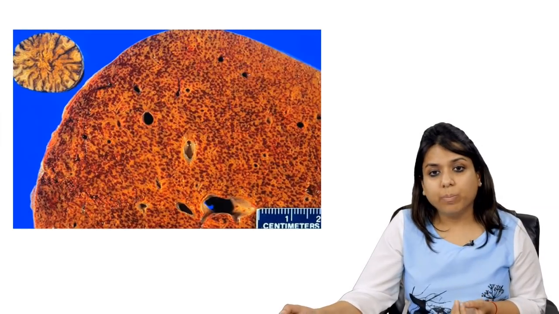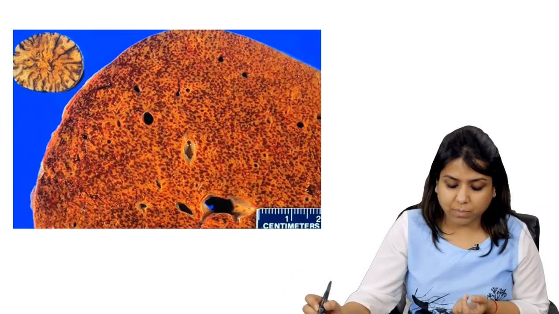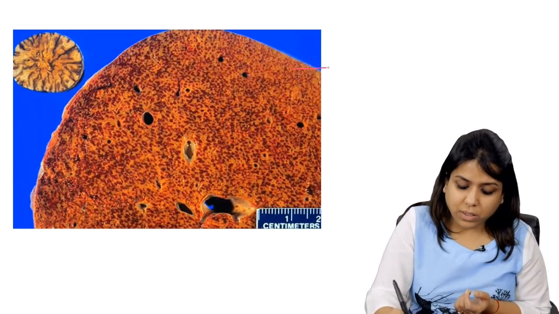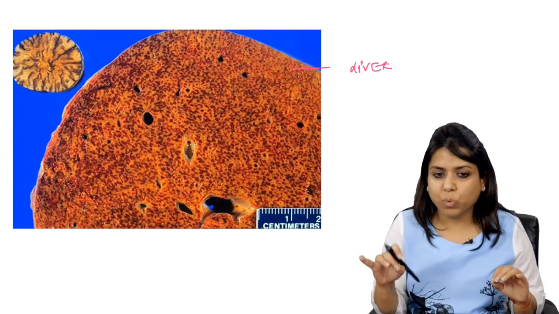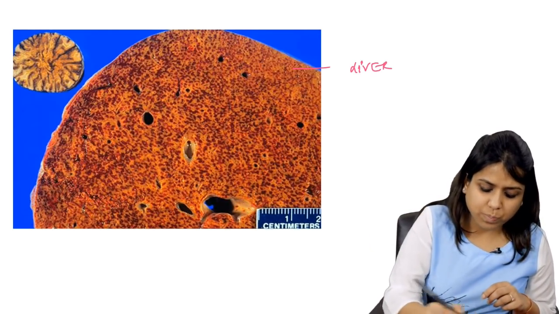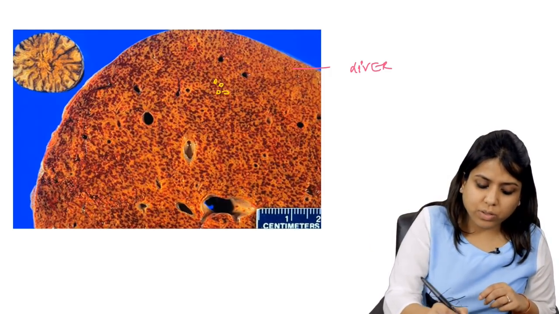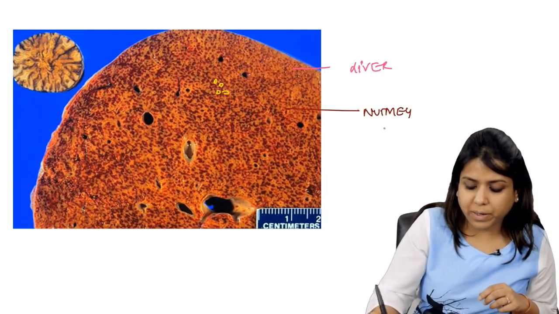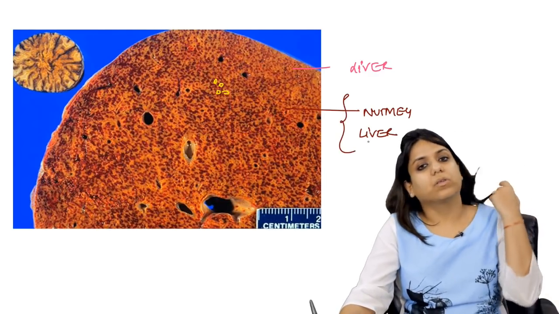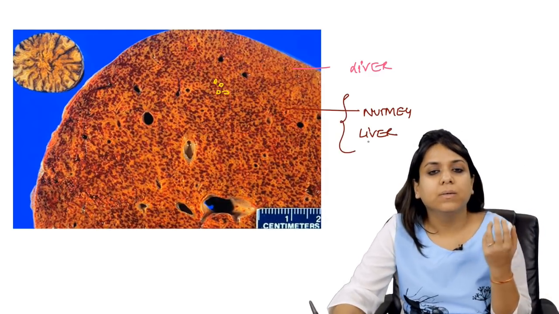Next, very important, has been asked in AIIMS exam 2 years back. This is a specimen of liver. In this liver, you can appreciate the surface is not smooth. It has got brownish spiculated things. So this looks like a nutmeg. That is why this liver is called nutmeg liver, because it looks like a nutmeg.